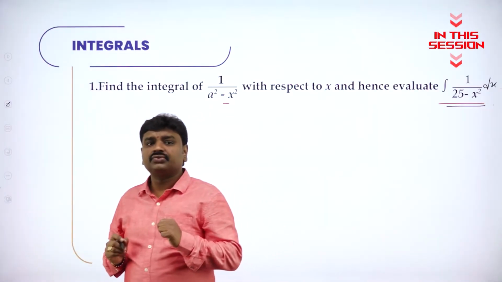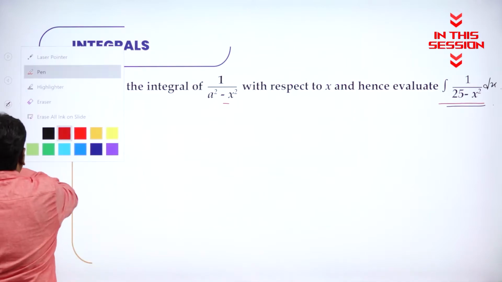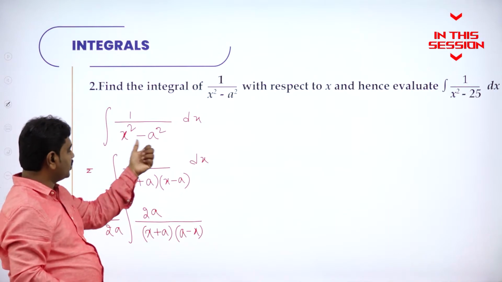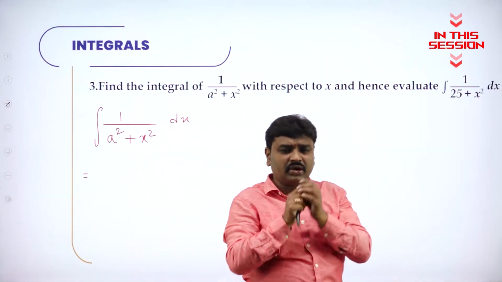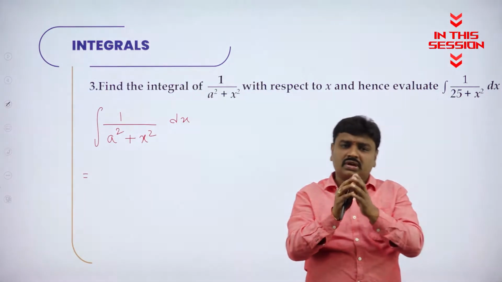There are two methods. One is partial fraction method. So I'll teach you partial fraction method so that we can factorize, and a square minus x square can be written as a plus x into a minus x. Similarly x square minus a square can be written as x plus a into x minus a. A square minus x square was the first problem. I wrote it as a plus x into a minus x. Second problem, x square minus a square.